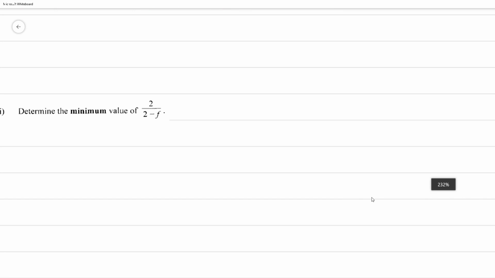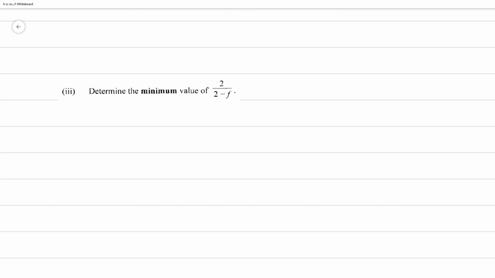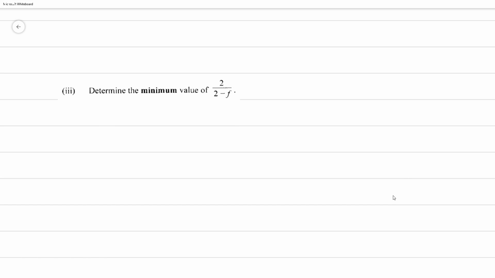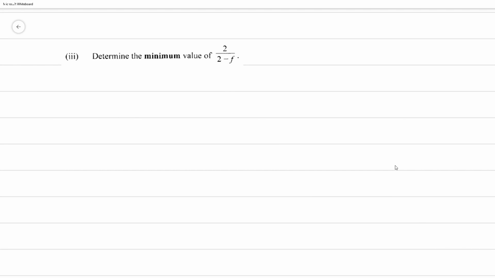So the question goes on to say, determine the minimum value of 2 over 2 minus f. Now you might be tempted, when you see the word minimum, to think that you might have to differentiate in this situation, but that is actually not the case.